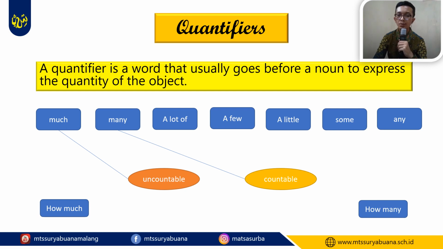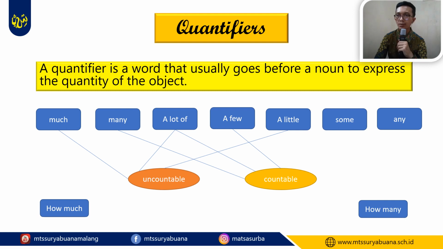And then the third one, a lot of. A lot of should be followed by uncountable and also countable nouns. For example, I have a lot of money. I have a lot of books. We can use both of them, uncountable and also countable. A few should be followed by a countable noun. And then a little should be followed by an uncountable noun.